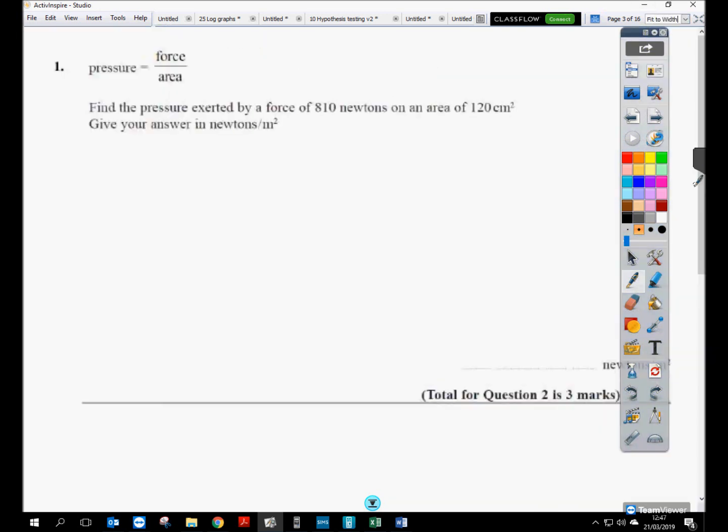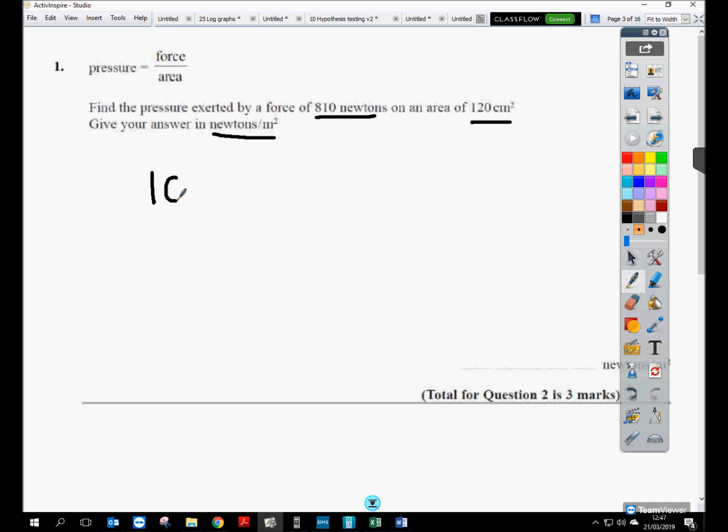So question 1 is on pressure. The formula will be given to you in the exam. You just have to watch out for the units. The force is 810 units. The area is in centimeters squared. But it wants the answer in newtons per meter squared, not newtons per centimeter squared. So what we're going to do is adjust 120 centimeters squared and convert it into meters squared.